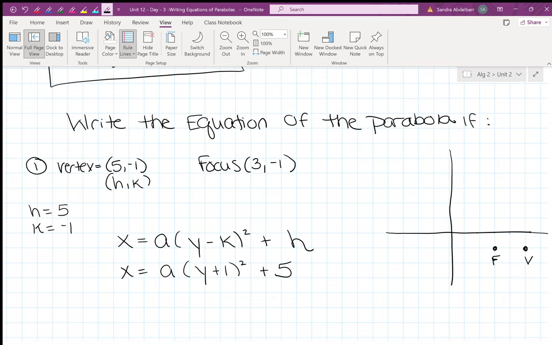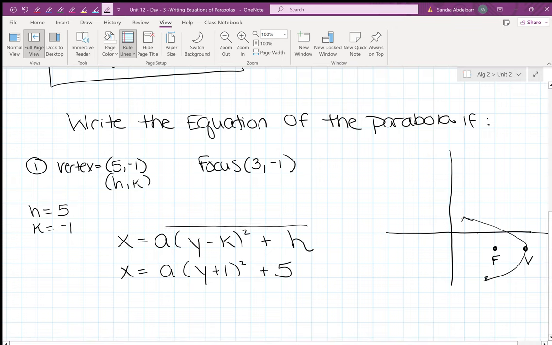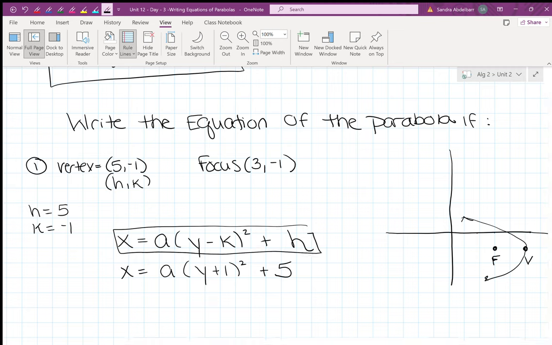Guys, I can't hear the question. Why is what? Because this is going to end up being some kind of horizontal parabola. It's going to look like that. So this is the format for a horizontal parabola. That's just the equation, vertex form.